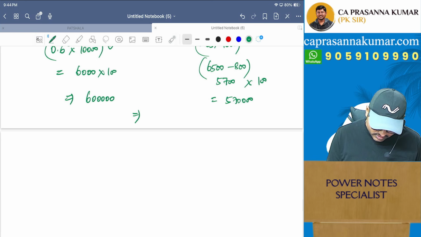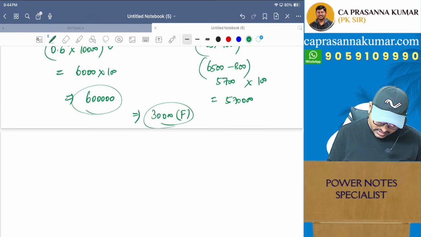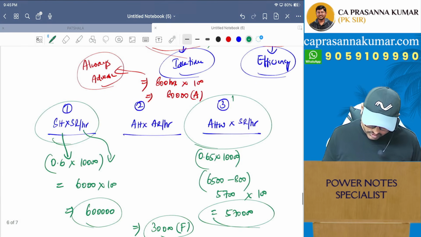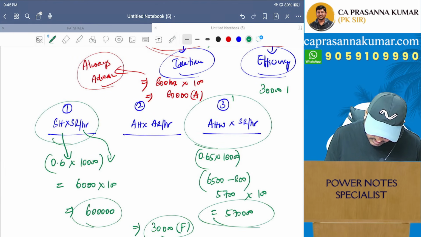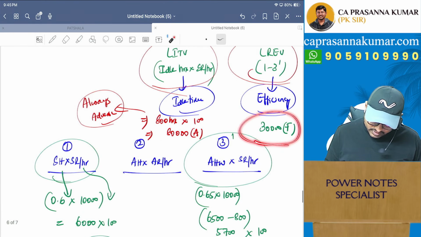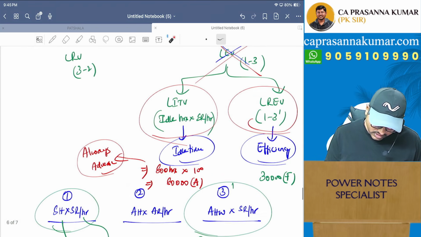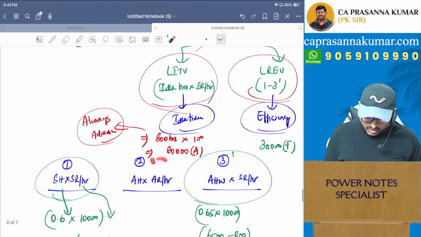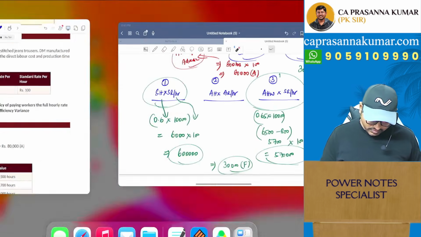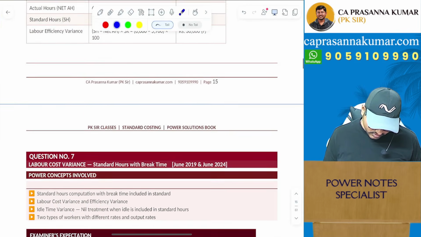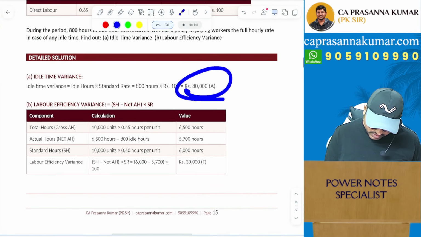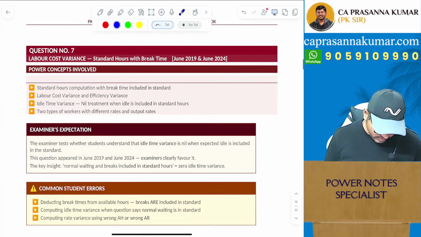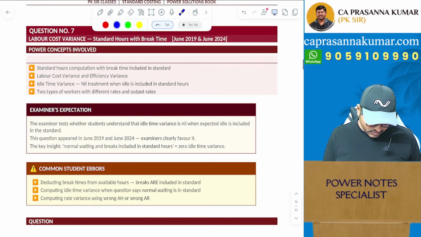1 minus 3: 6 lakhs minus 5,70,000 is 30,000 favorable. 30,000 favorable and 80,000 adverse will be 50,000 adverse, so this labor efficiency variance will be 50,000 adverse. Anyway, that we don't want. Our answer is 80,000 adverse and 30,000 favorable. That's all. Done with labor. Okay, chalo.